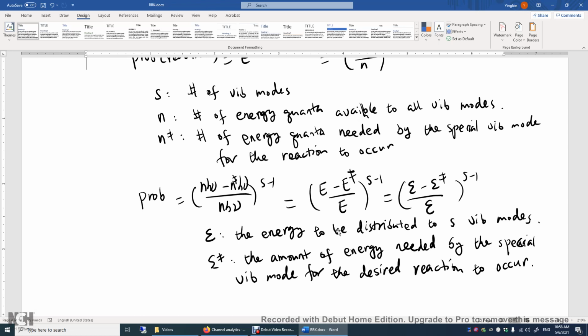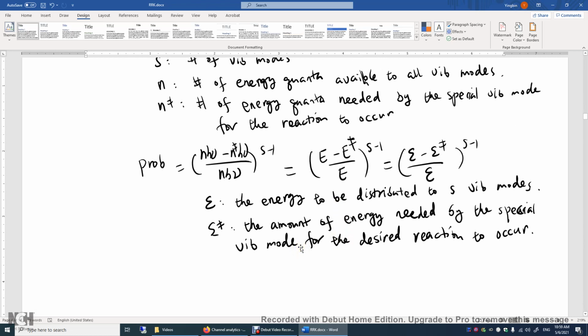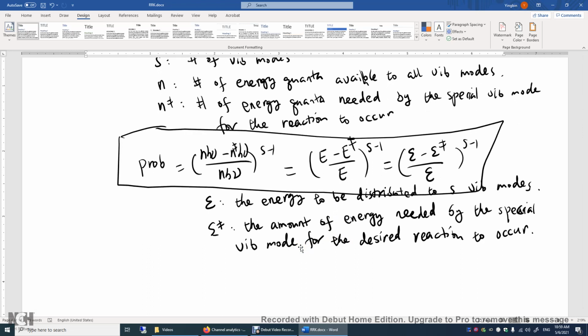Later, when we have more complicated cases, when we are looking at a molecule with multiple vibrational modes, which given enough energy can result in different reactions, we can compute the branching ratio by using this probability. But for now, let's just say only one vibration mode is special. If this vibration mode gets enough energy, the reaction may occur. So this is a simplified model. This is the equation over here. I'm going to box it. This is going to be the equation used to compute the probability of reaction based on the RRK theory.